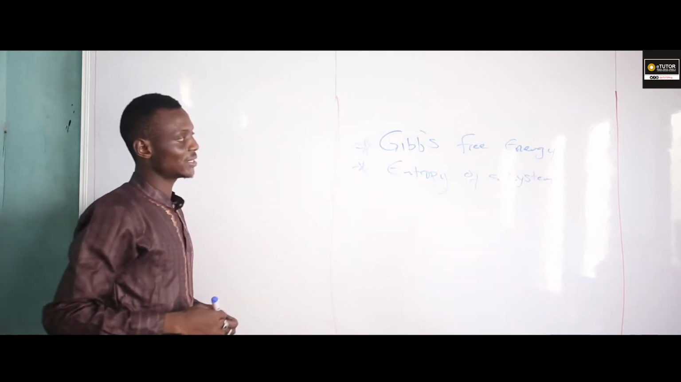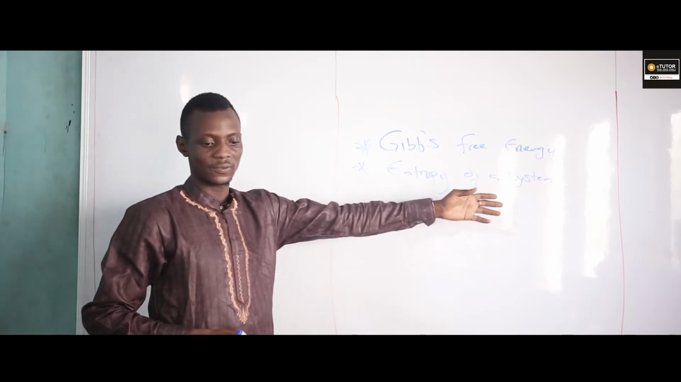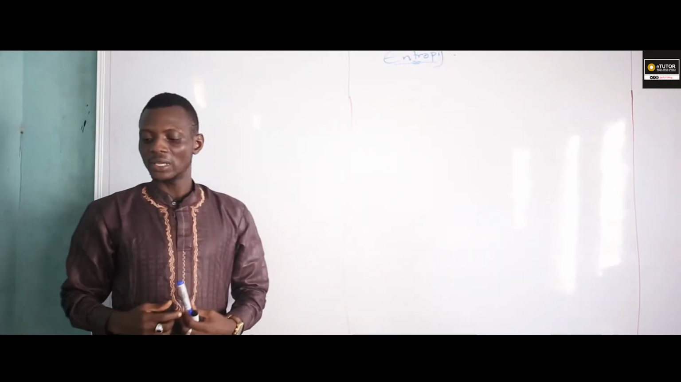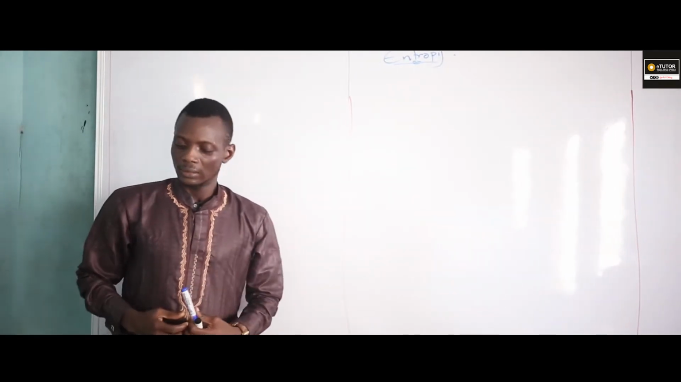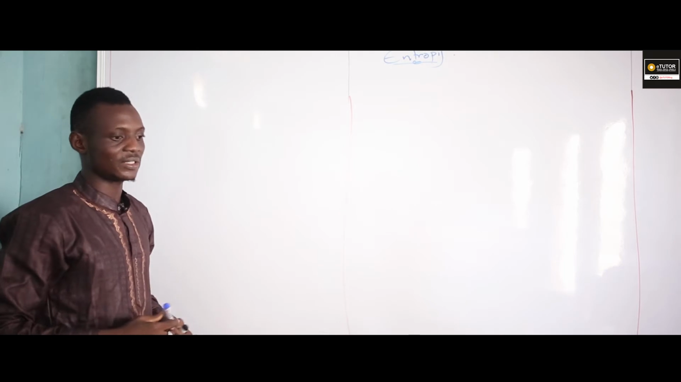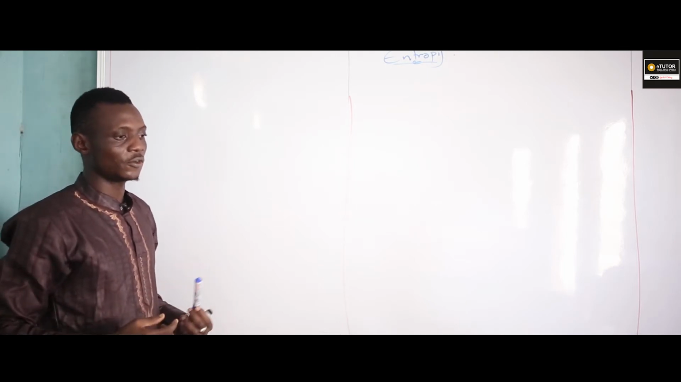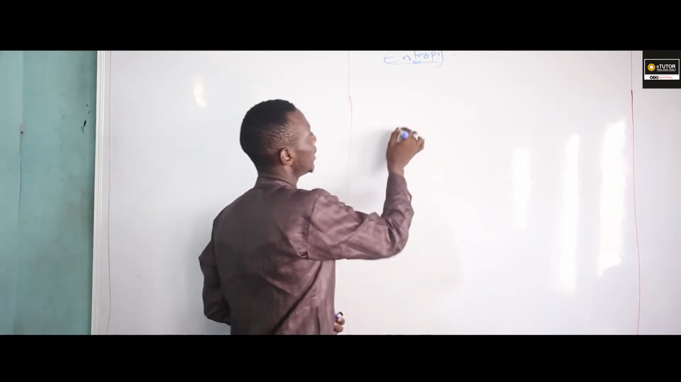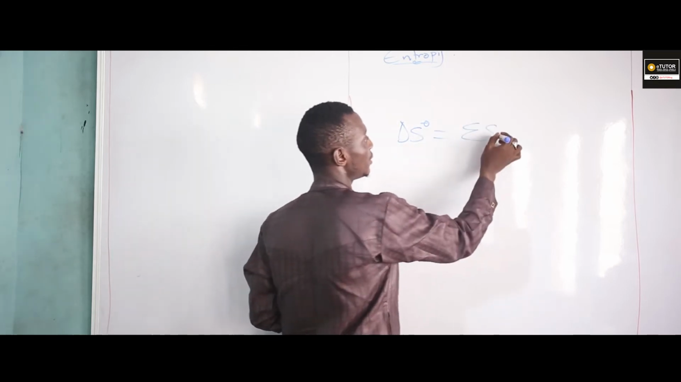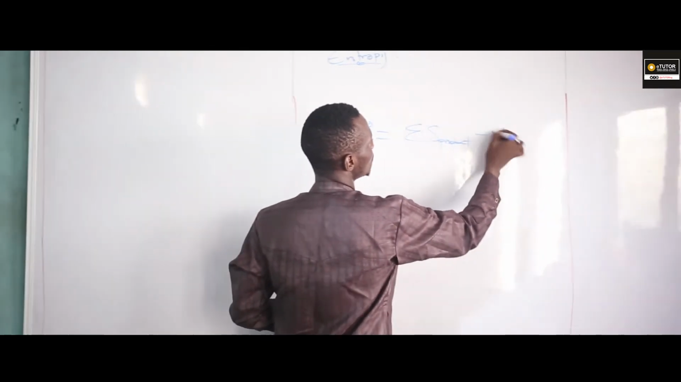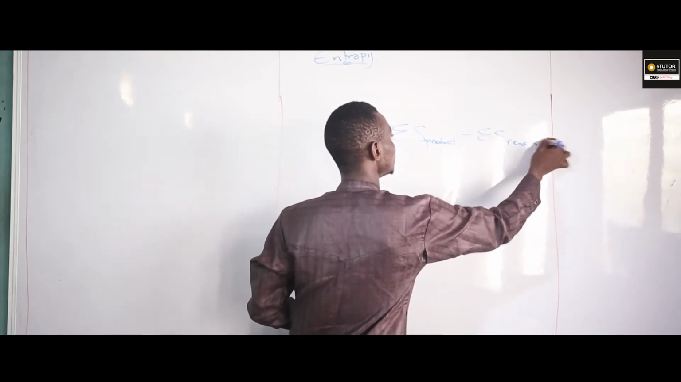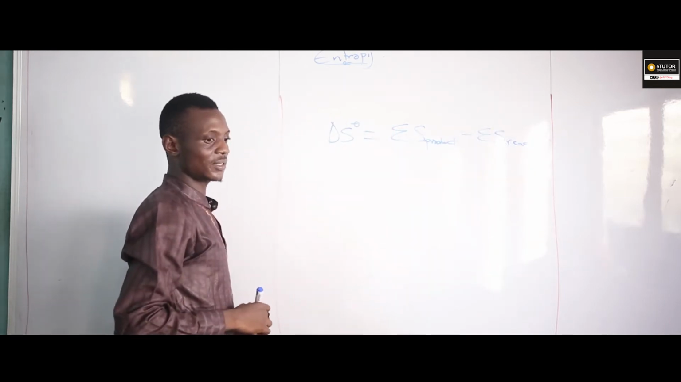So now in this class, I'm going to talk about entropy. What is the meaning of entropy? Entropy is the degree of disorderliness or randomness of a system. Entropy is also a state function, which is calculated mathematically as delta S standard, which is equal to the summation of entropy of products minus the summation of entropy of reactants, since it's a state function.